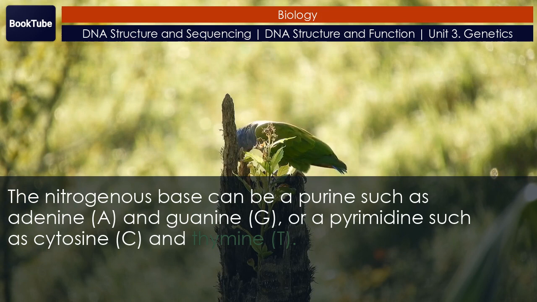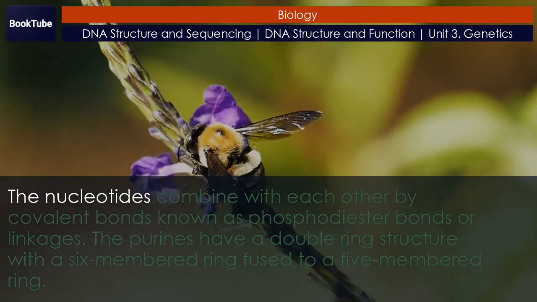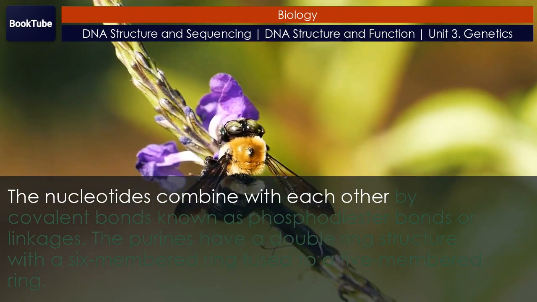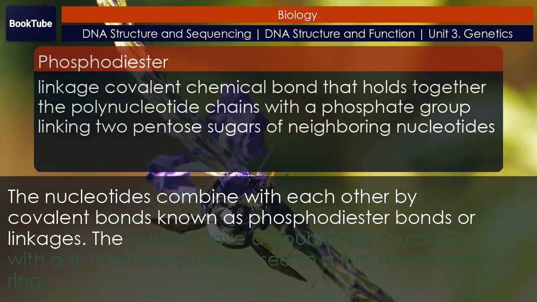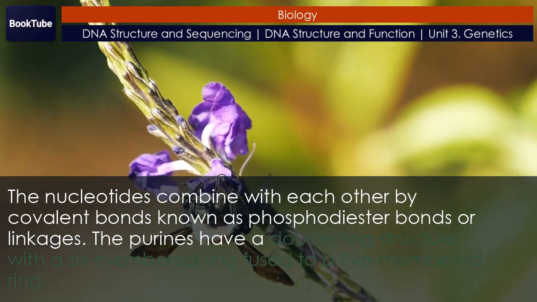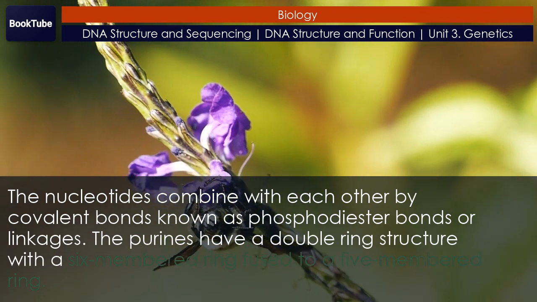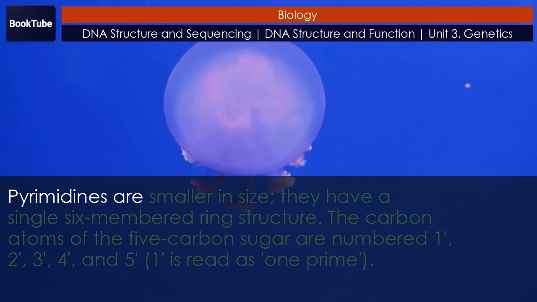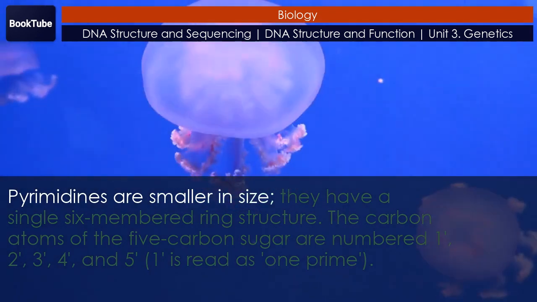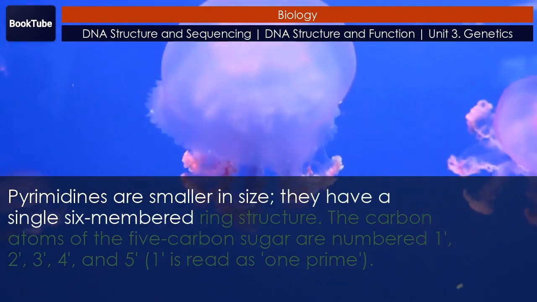C, and thymine, T. The nucleotides combine with each other by covalent bonds known as phosphodiester bonds or linkages. The purines have a double ring structure with a 6-membered ring fused to a 5-membered ring. Pyrimidines are smaller in size. They have a single 6-membered ring structure.